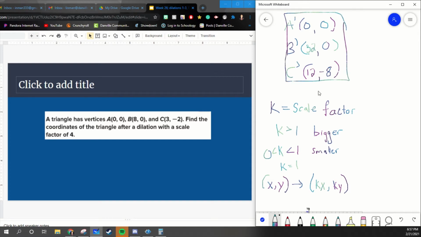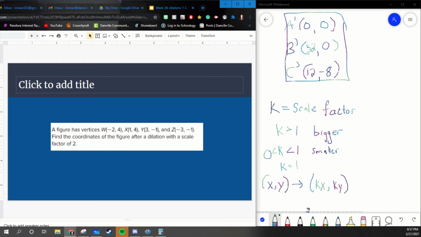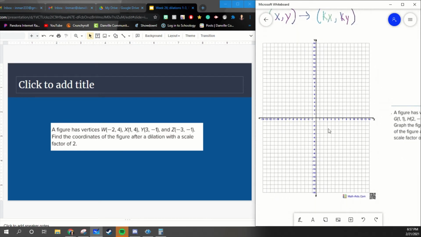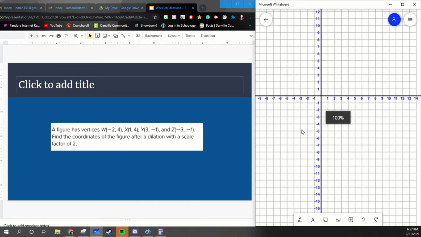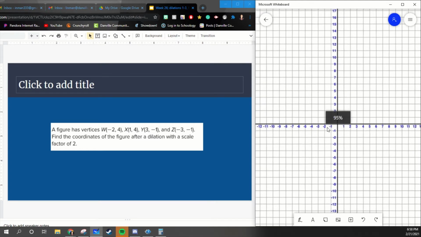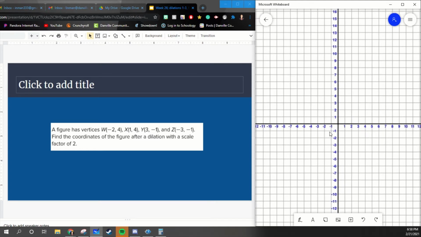Notice in this problem, I didn't even need a graph. I didn't even need a coordinate plane. But sometimes you will have to have a coordinate plane. So this says a figure has vertices W at negative 2, 4, X at 1, 4, Y at 3, negative 1, Z at negative 3, negative 1. Find the coordinates of the figure after dilation with a scale factor of 2. And I'll actually be graphing this one, so go ahead and pause the video, try to solve this, and try to graph it just to make sure you're graphing points correctly.